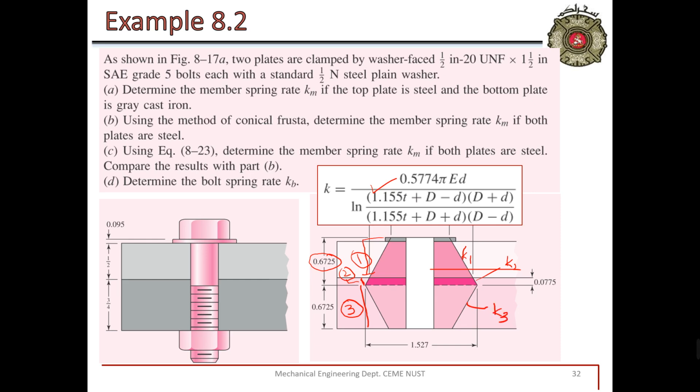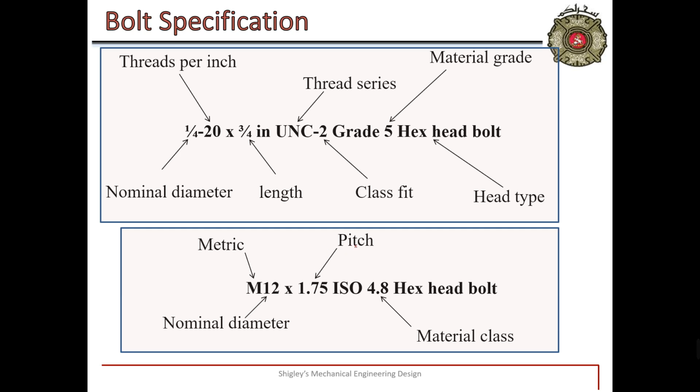Once we have K1, K2 and K3, we can just sum them together. 1 by K1 plus 1 by K2 plus 1 by K3 will give us 1 by Km. Similarly, for the bolt, we can calculate KB from table 8.7. We have Km, we have KB, and the remaining thing can be solved. And what is the remaining thing? We need to calculate C.